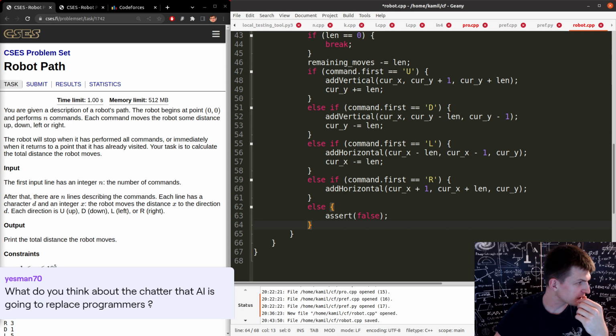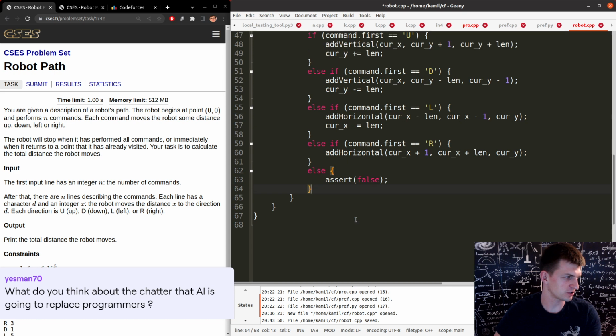What do you think about AI replacing programmers? It's a tool, it will help programmers. Does it mean that some programmers will lose a job? Maybe.